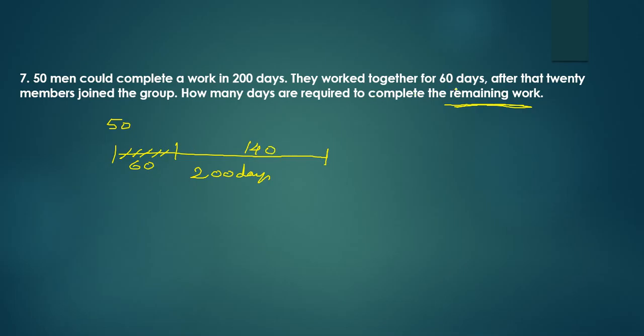But what happened after 60 days? After that, 20 members joined the group, not left the group, joined the group. It means the group efficiency is increased. If it is increased, the number of days required will decrease. Now if there are 50 men, they can complete the remaining work in 140 days. But here the workforce is increased by 20. So this 50 will become 70 men. How many days do they require to complete the work? 70 into D equals 50 into 140, which implies D equal to 100 days.